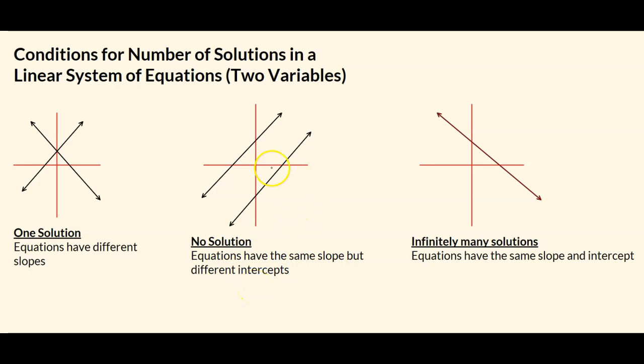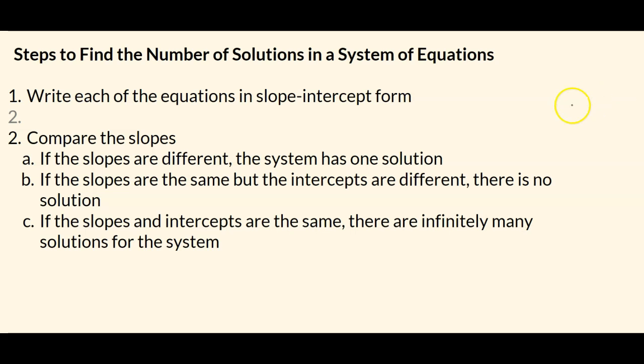For a linear system to have a solution, the lines must have a common point of intersection. That's why when the lines are parallel, you have no solution. And then this is going to be infinitely many solutions, which means that the equations have the same slope and intercept. So now let's talk about how we go about figuring out the number of solutions in a system of equations.